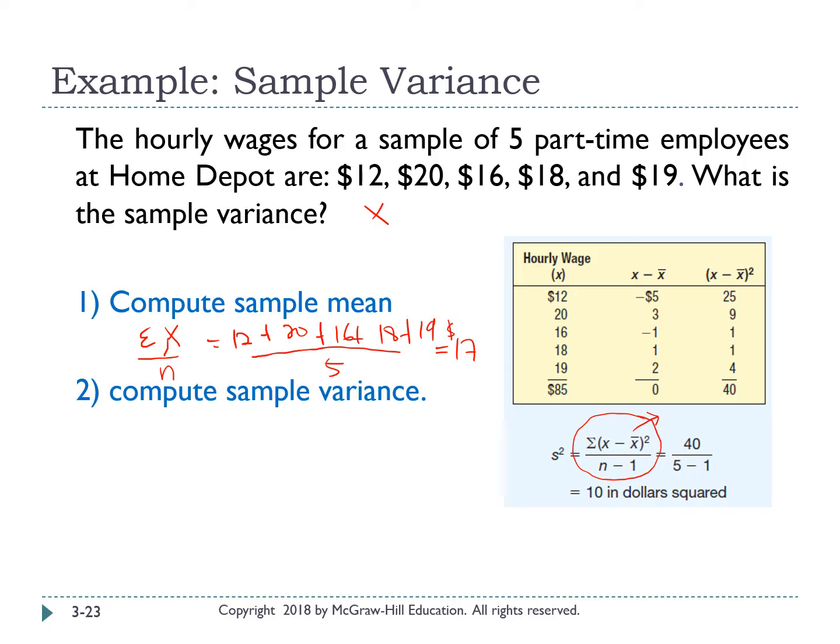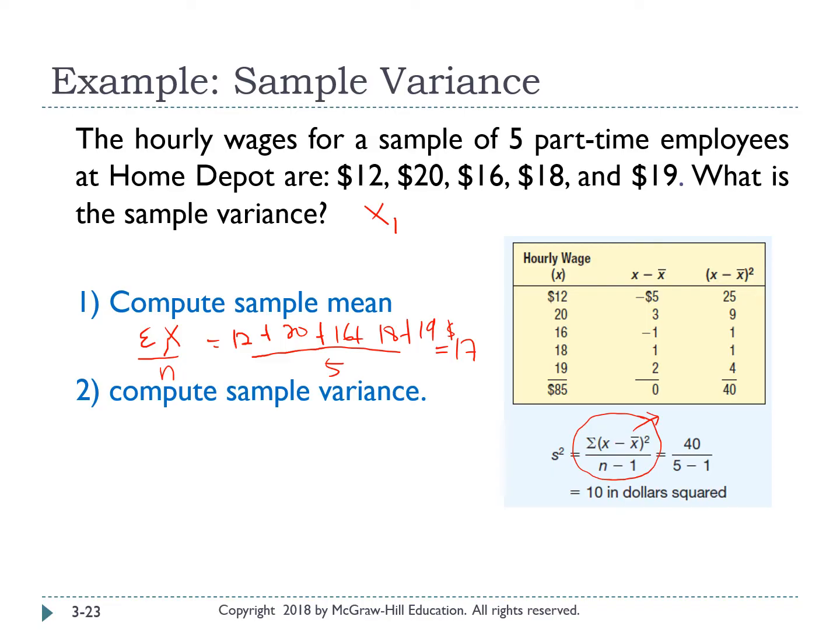Okay, now you have computed the sample mean. The next step is to compute the sample variance. So what is the formula of sample variance? Summations of x, where x is your observation. So 12 is the first observation: 12 minus your mean, which is 17, squared, right? And then plus the second observation, which is 20 minus your mean 17.